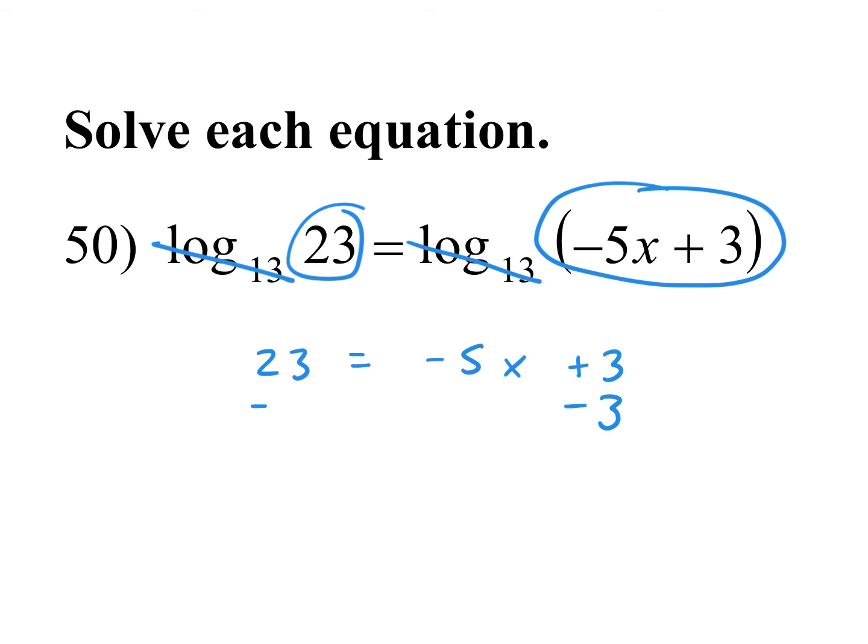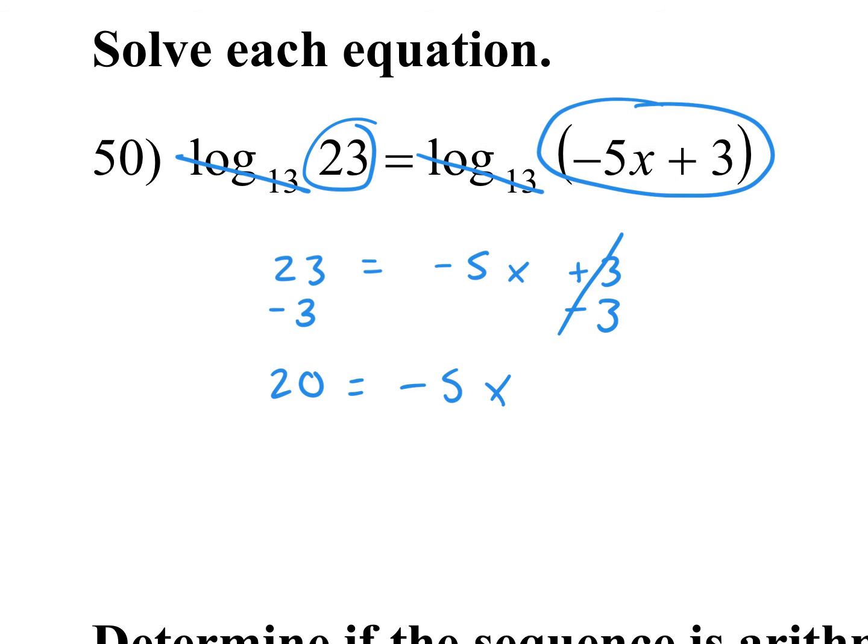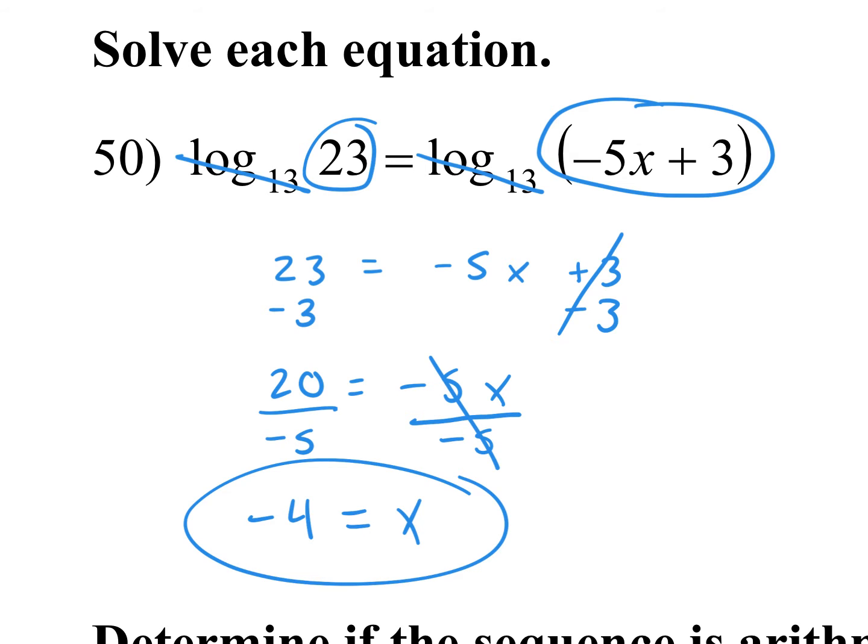So I'm going to subtract 3 on both sides, combine like terms. So 23 minus 3 is 20. And then since negative 5 is being multiplied to x, to move it to the other side, I need to divide by negative 5. So 20 divided by negative 5 would be negative 4. So negative 4 is equal to x, and that's our answer. So if you have a log is equal to a log, cancel them out, and then set the rest of it equal. The bases get canceled out too. Since you have the same base and the same base, cross those out with it.